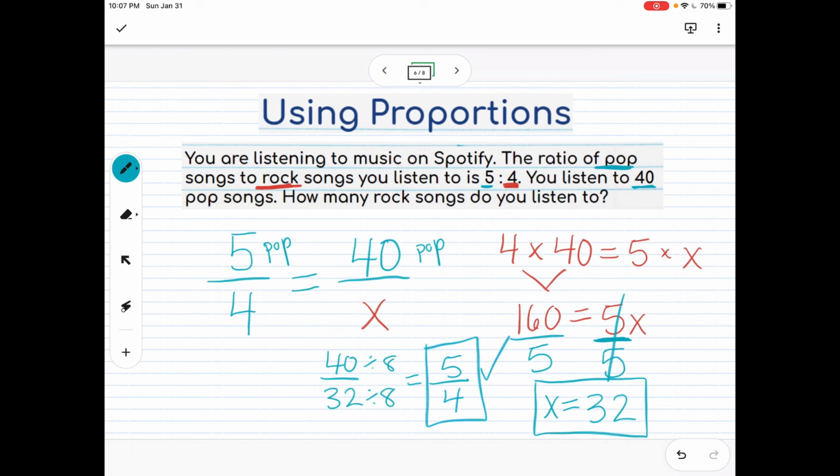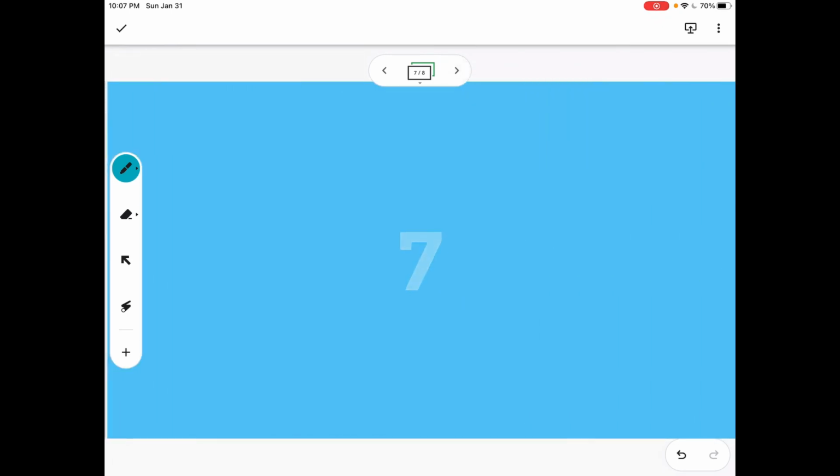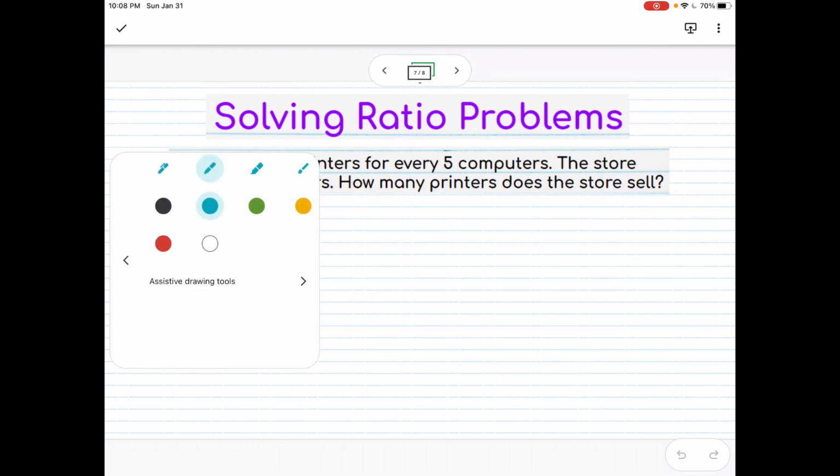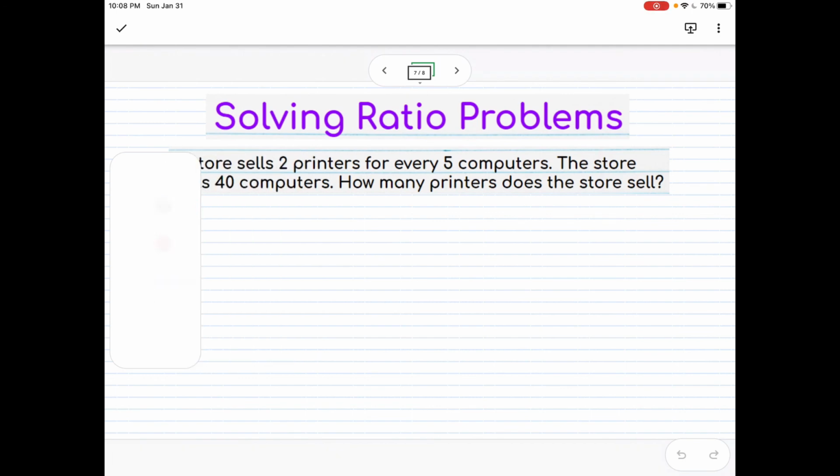All right, so that's a final strategy for you. And now that we have all those strategies, let's go ahead and use the different strategies to solve. All right, so this says a store sells 2 printers for every 5 computers. The store sells 40 computers. How many printers does the store sell? So we're going to try all of our strategies on this, just so you guys can kind of get the idea of which ones you like better.